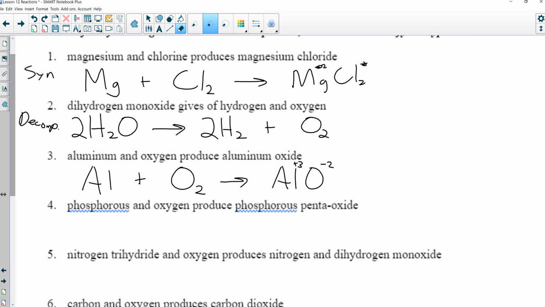So we're going to have Al2O3. All right. If I want to balance, what kind of reaction is that? Yeah, it's a synthesis reaction. Okay, if I want to balance it, start with my biggest number, which is 3.